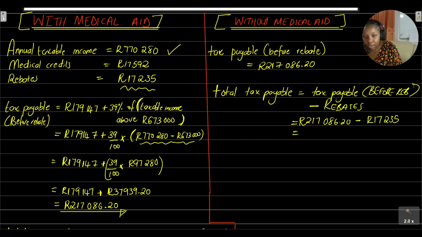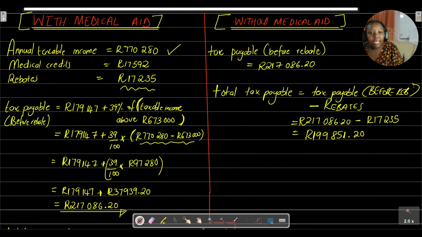How much do we get? 217,086.20 minus 17,235. We are going to get 199,851.20. So that's the amount of tax that he pays annually if he does not have medical aid.